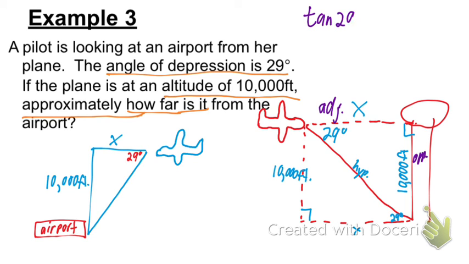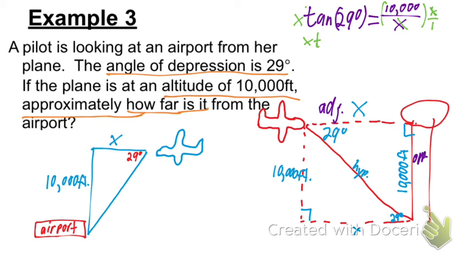So we're going to do tangent of what? Tangent of 29 degrees. Sine, cosine, tangent of an angle is equal to blank over blank. 10,000 over x. Opposite over adjacent. Is this a very similar setup to our last problem? Yes. What would we do mathematically from here? Multiply by x on both sides.